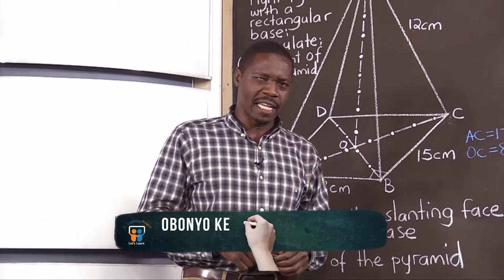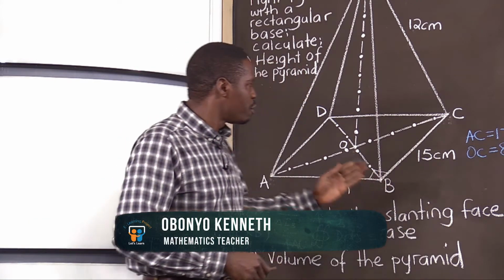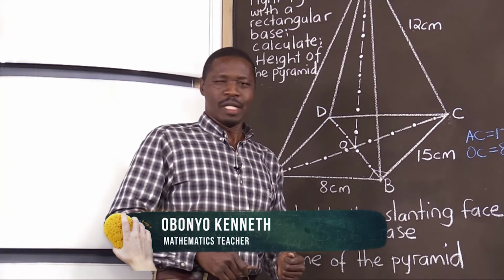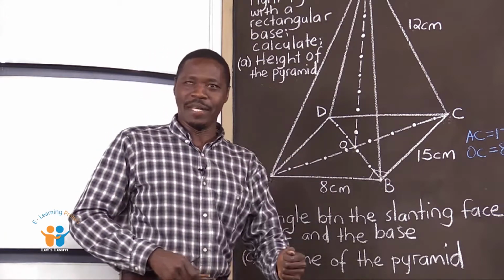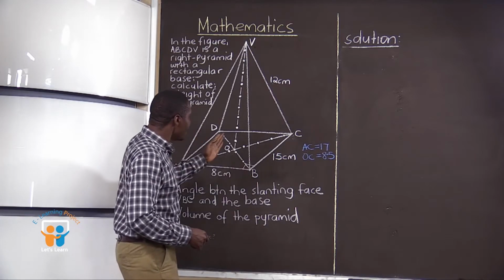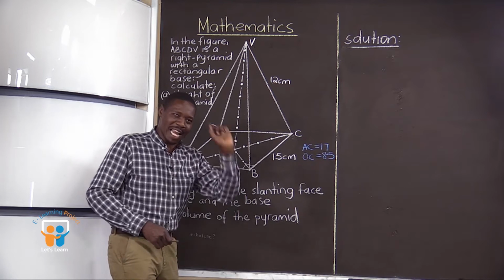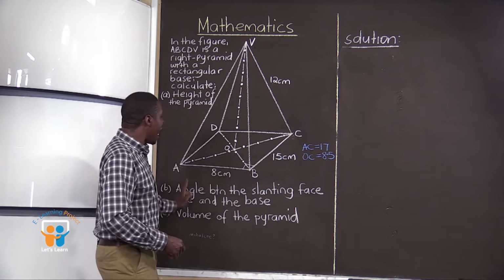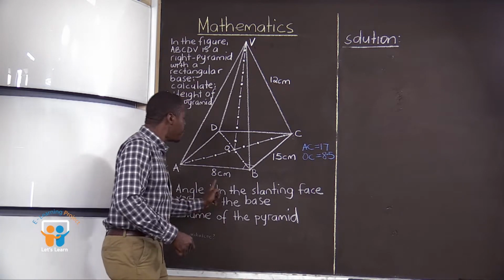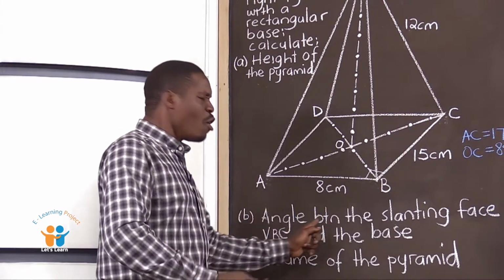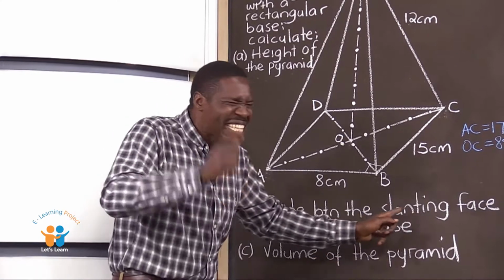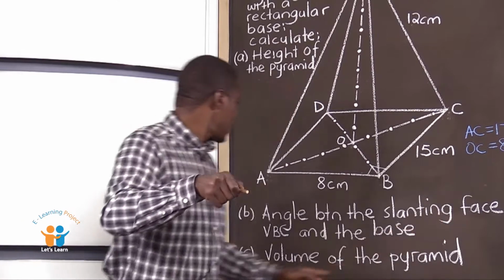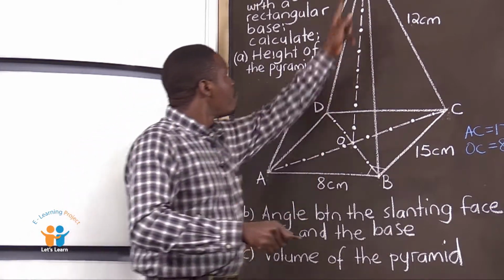Obonyo Kenneth once again. We are still dealing with our question, a three-dimensional shape known as a right pyramid. For this right pyramid, the examiner presented us question number 2, or part B: go ahead and calculate the angle between the slanting face VBC, and the base.